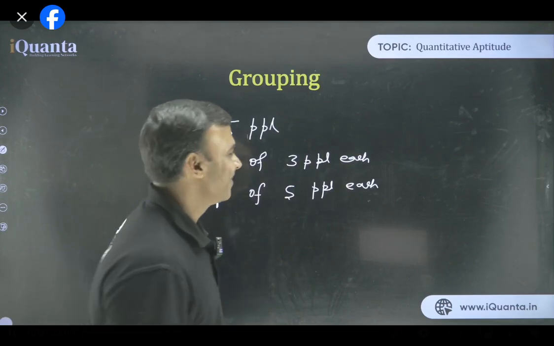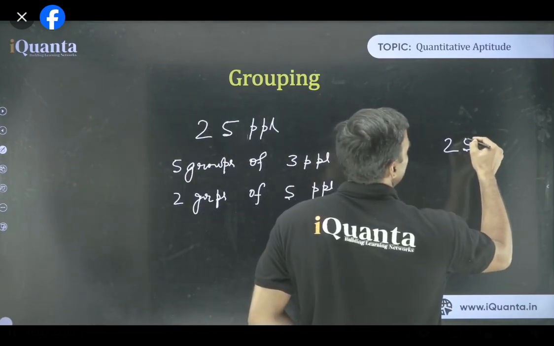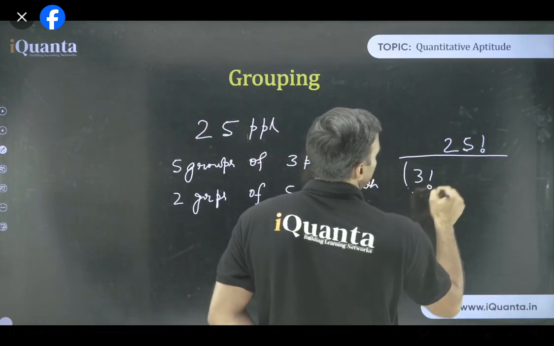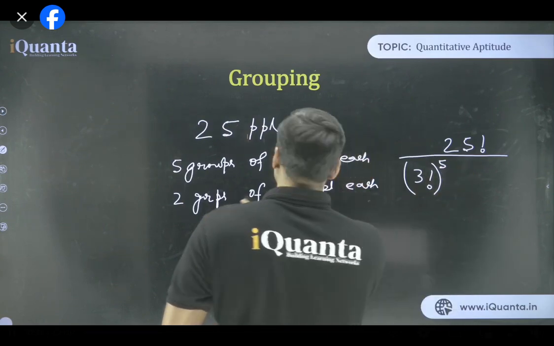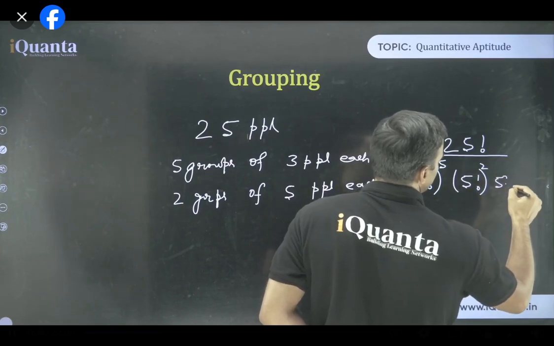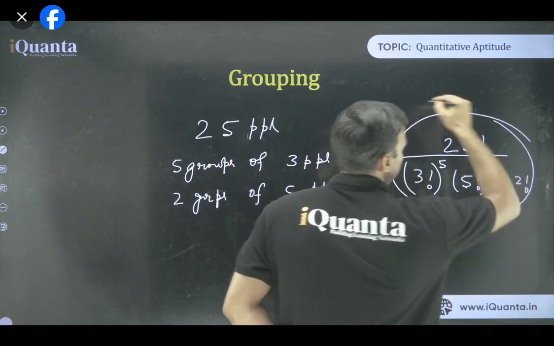Okay, so 25 factorial divided by 5 groups of 3 people each, 3 factorial to the power 5. 2 groups of 5 people each, 5 factorial to the power 2. And then 5 factorial into 2 factorial. I think we'll close it here.